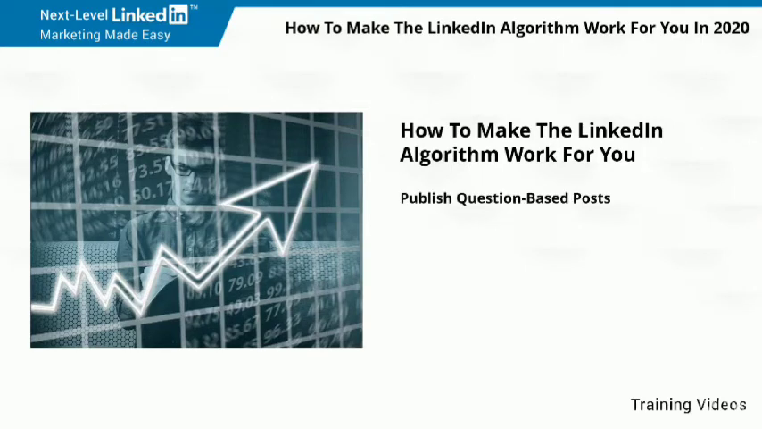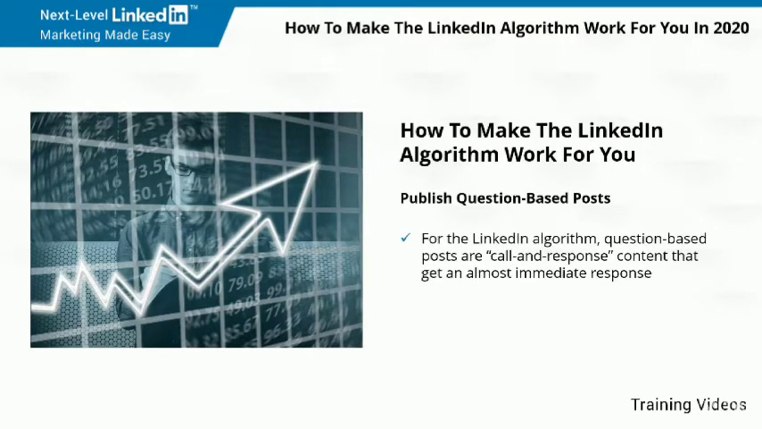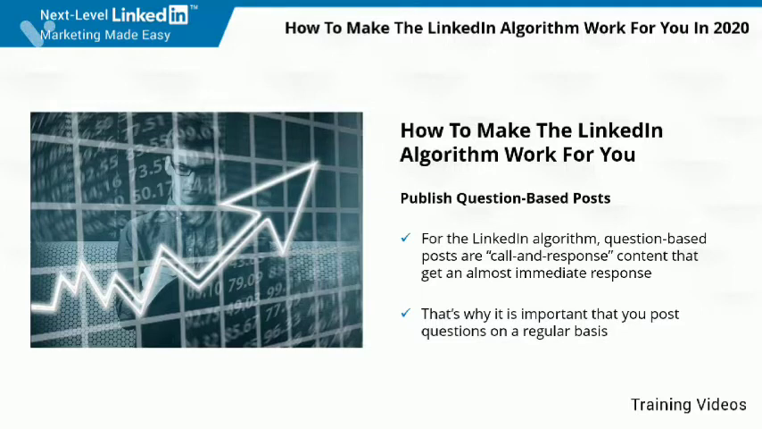How to make the LinkedIn algorithm work for you. Publish question-based posts. For the LinkedIn algorithm, question-based posts are call and response content that get an almost immediate response. This is because when you publish a post with a question, users will be naturally inclined to comment with an answer. That's why it is important that you post questions on a regular basis. The best questions are related to circumstances or common things in your industry. Even general questions such as, "What are you working on today?" or "What are you trying to accomplish this week?" get great responses, and the algorithm ranks them high.